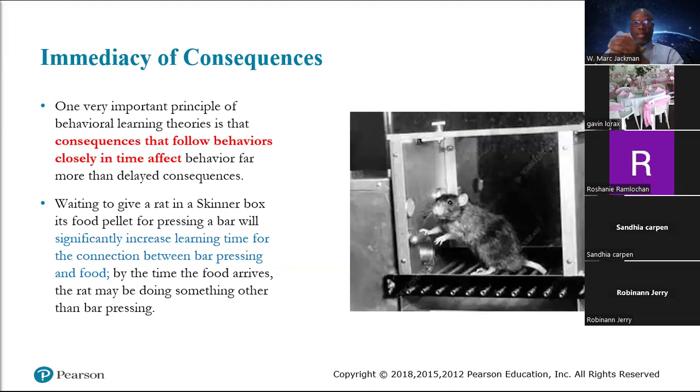As I said, the contiguity or the immediacy of the consequences is important. The behavioral learning theories emphasize that consequences that follow behavior closely in time affect behavior more than those with delayed responses, because they associate with one another. Waiting to give a rat in a Skinner box a food pellet for pressing a bar will significantly increase learning time because of the connection between the bar pressing and the food. By the time the food arrives, the rat may be doing something other than pressing the bar. So as soon as it presses the bar, the food must come out, because it will associate the pressing of the bar with the food. So the immediacy of the consequences is important.